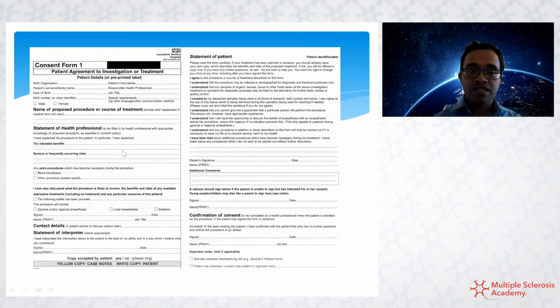This is how our consent form looks at the moment. This is the generic consent form where we have to put the patient details, and then we discuss the post-procedure for the course of treatment and the intended benefits. There's an open space to write down the intended benefits, and also the serious or frequently occurring risks as they're discussed with the patients are documented. Following this, the clinician will sign the form and the patient will also countersign the form.